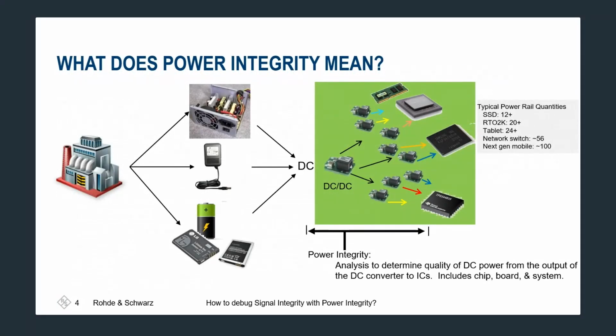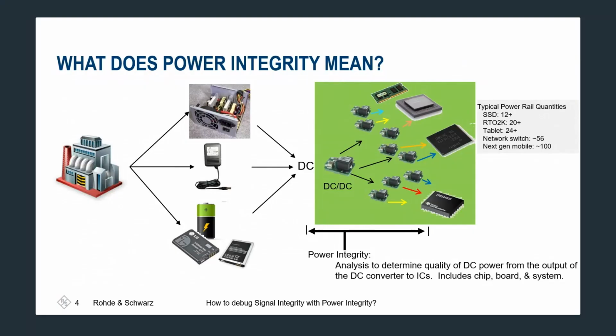So what does power integrity mean? Power integrity is the analysis of the DC power rail to determine the quality of the DC power from the output of the DC converter to the ICs, for example. Typical measurements such as ripple, noise, and load response measurements on integrated circuits like CPUs, DDR memories, and FPGAs require a very low noise broadband probing solution that can measure in a single-digit millivolt range. Qualifying the power supply for sensitive analog receiver circuits means measuring very small disturbances at relatively high DC offset levels.